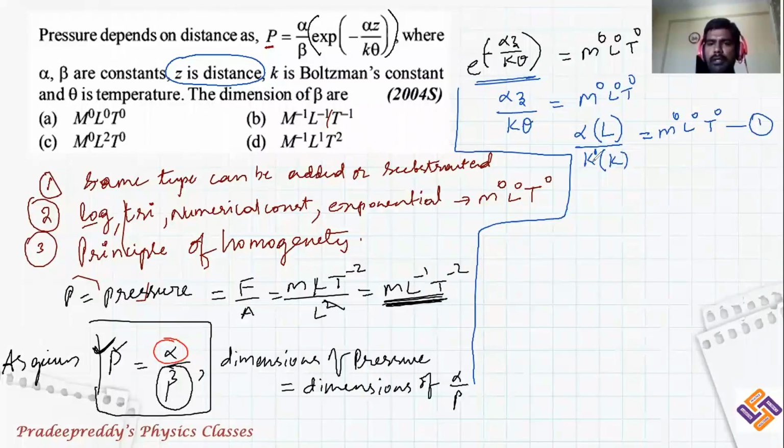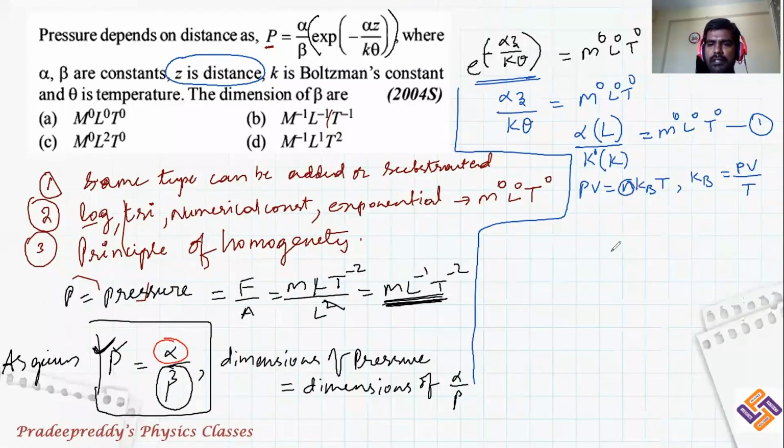Now you do not know the dimensions of the Boltzmann constant. So you can write PV is equal to N kb T. This is the ideal gas equation, where kb is the Boltzmann constant. kb is equal to PV divided by N T, where N is a number, so its dimensions you need not take.